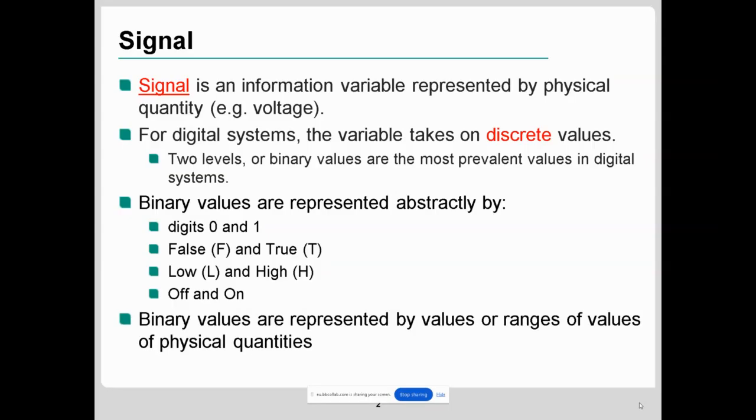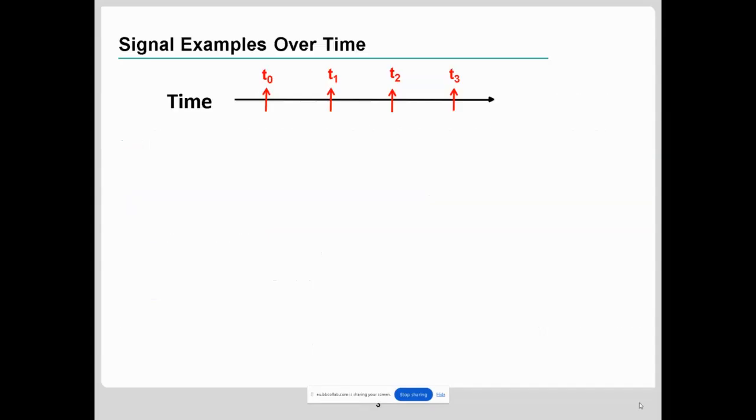Now, let's assume you're sitting, and I'm standing. So it represents one value, and the other represents the other value. So logical 1 and logical 0, on and off, and low or high. These binary values are represented by values or ranges of values of physical quantities.